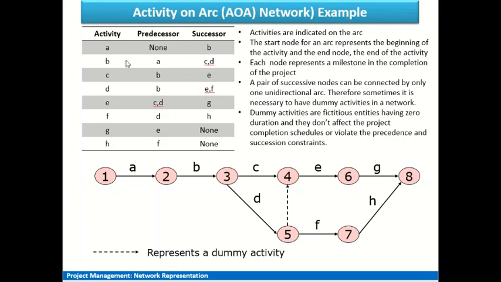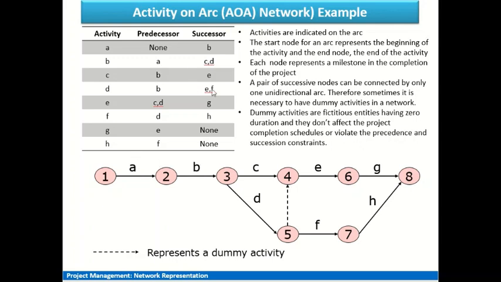So first, let us begin with the first activity, which has no predecessor. It starts from node 1, progresses till node 2, and completes at node 2, after which its successor activity is taken up. So after 2, the successor activity B is initiated and it gets completed at node 3. B has A as its predecessor. Before this B, we have A.